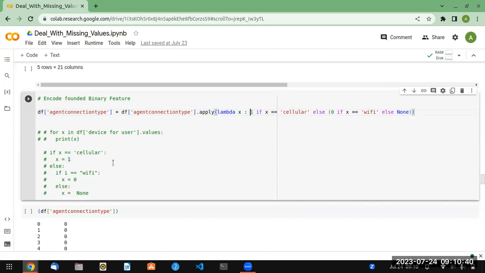So will it be possible for you to create a custom function which will take one argument, and if that argument is equal to cellular, then it will return 1. If it is Wi-Fi, it will return 0. Okay, and you just need to mention that function name in the apply method of the data frame. That's all.